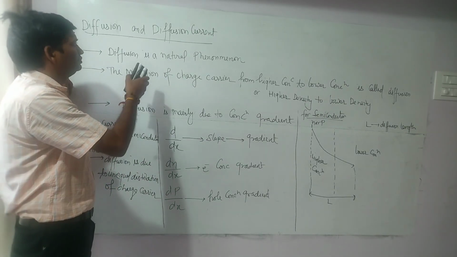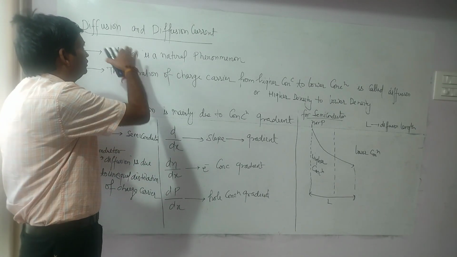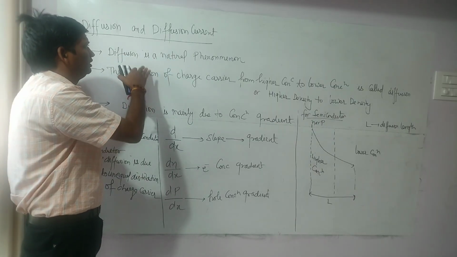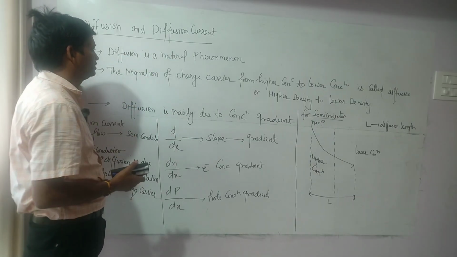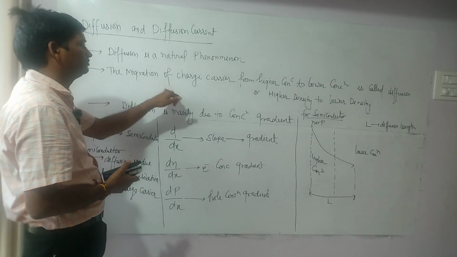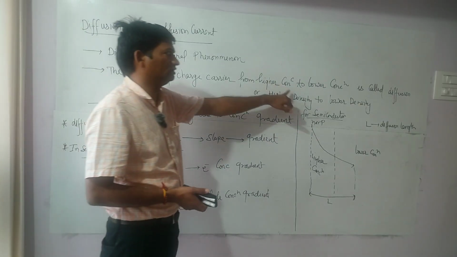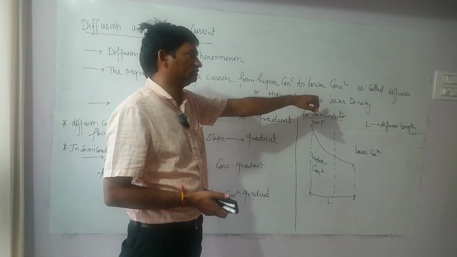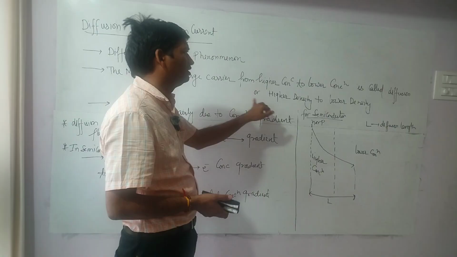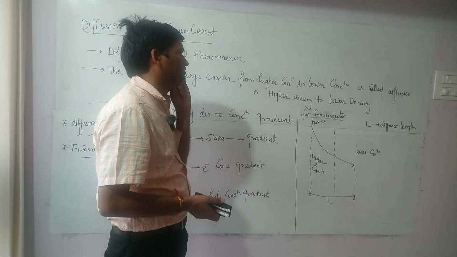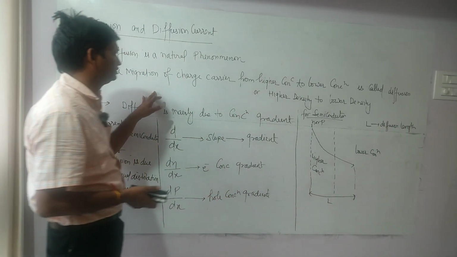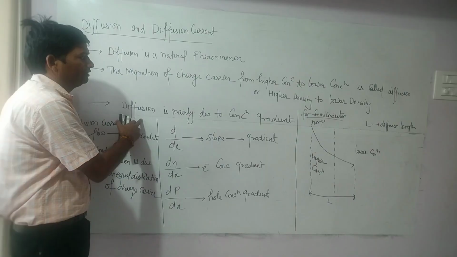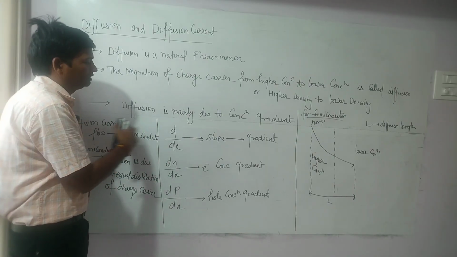Hello everyone. Today we will learn about diffusion and diffusion current. Diffusion is a natural process. The migration of charge carriers from higher concentration to lower concentration, or from higher density to lower density, is called diffusion. So this is the definition of diffusion. Diffusion is mainly due to the concentration gradient.